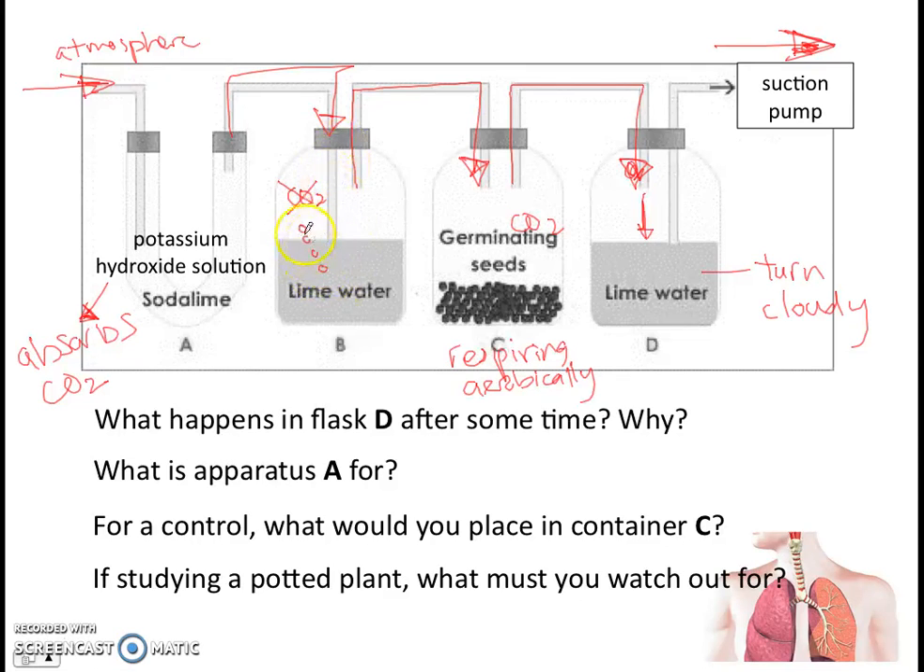So the bubbling here, the lime water here should remain clear. And that is to make sure that whatever air comes into the germinating seeds does not have any carbon dioxide in the first place. So that whatever carbon dioxide is produced and detected in flask D comes from the germinating seeds alone, right? It doesn't come from outside. That means the carbon dioxide that's detected in flask D came from respiration alone and from nowhere else.